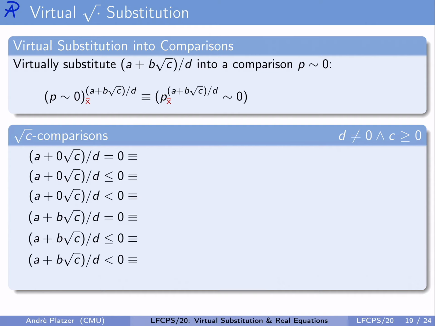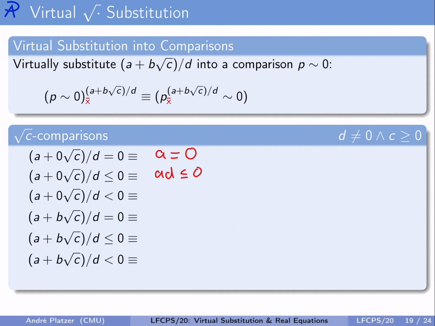If the result of that is, for example, of the shape a plus 0 square root c over d, in other words, it's just a division a divided by d, and we would like to compare that to 0 without mentioning the division, how can we do that? Well, a divided by d equals 0, of course, that's true if and only if a is 0, right? And a divided by d is less or equal 0, well, if a is less or equal 0, well, unless d had a different sign, in other words, the whole thing is less or equal 0 if and only if, sneakily multiplying them, I get something less or equal 0.